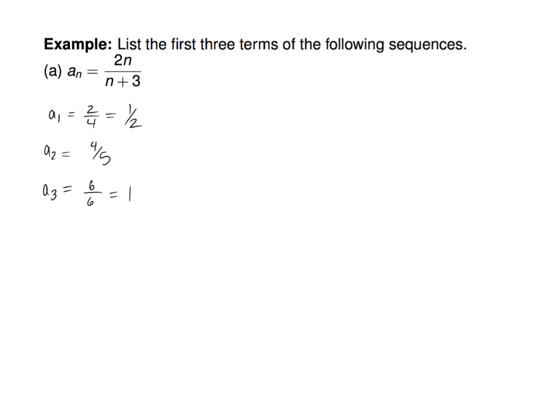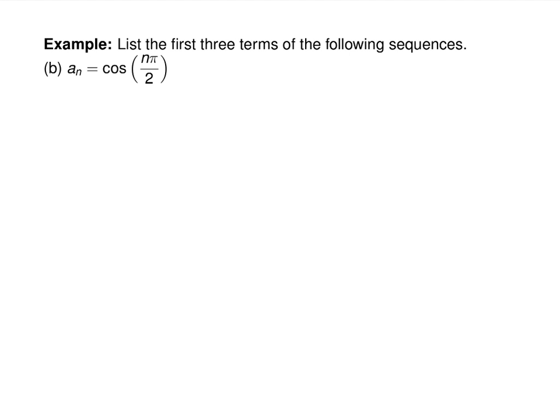So 1/2, 4/5, 1. It looks like as our n's, the number in the sequence gets bigger, these terms are getting bigger and bigger and bigger, right? Okay. Barely, but yes. And if we found one more, what would A4 be? Just do one more, just for kicks. 8 over 7? Is that bigger still? Yes, okay.